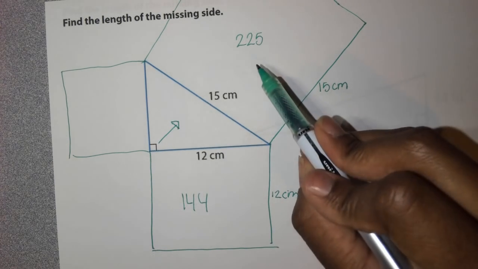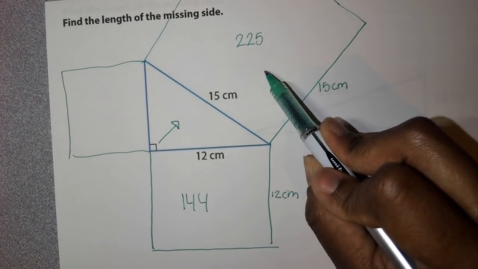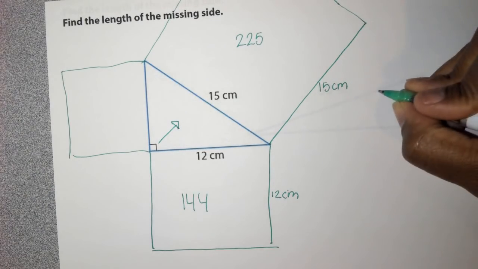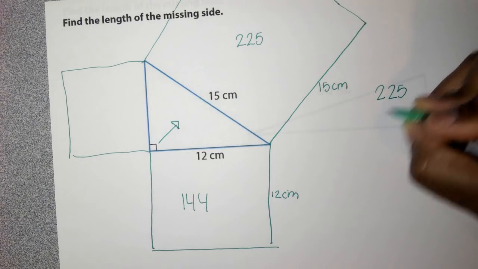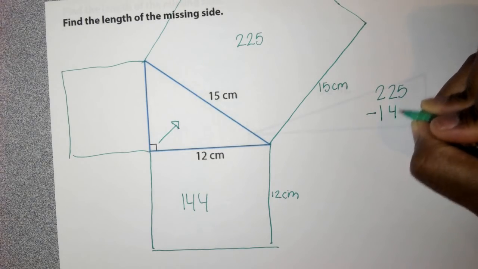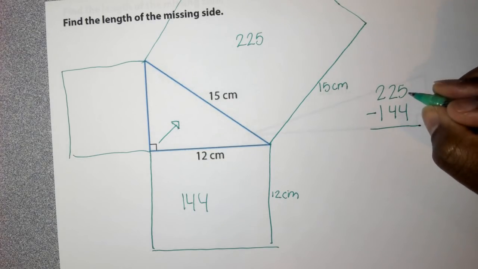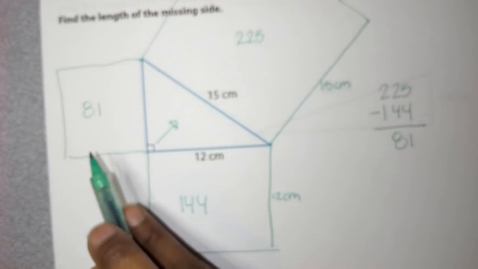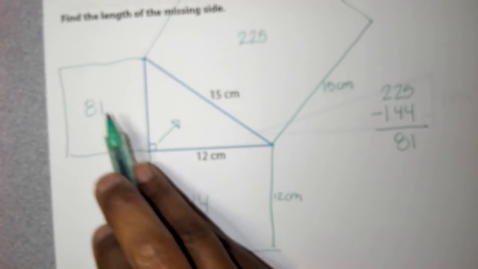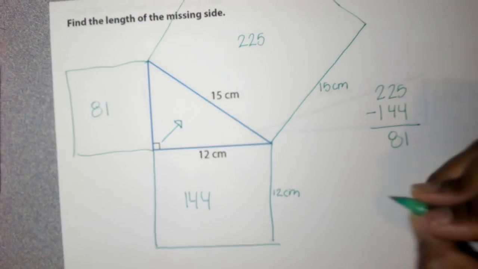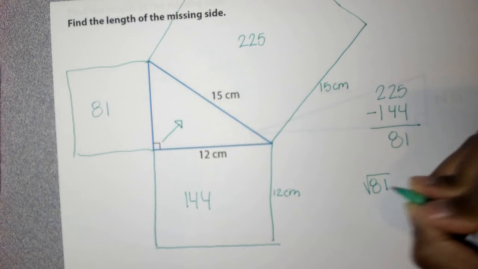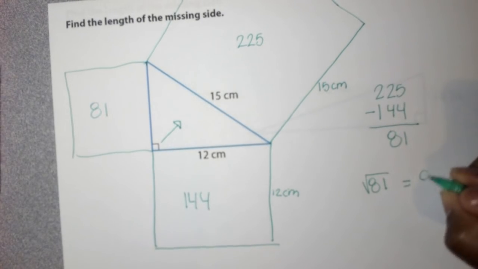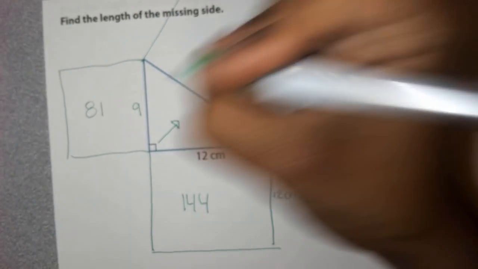So remember I said if I know the longest side and another one of the sides, I can subtract to find the missing one. So that's going to be 225 minus, this time, 144. When I do that, I get 81, which means that there are 81 squares in this smaller square here. Well, if there are 81 squares, I need to take the square root of 81 to find how long just this side is, and that's going to give me 9. So that is a 9 centimeter side.